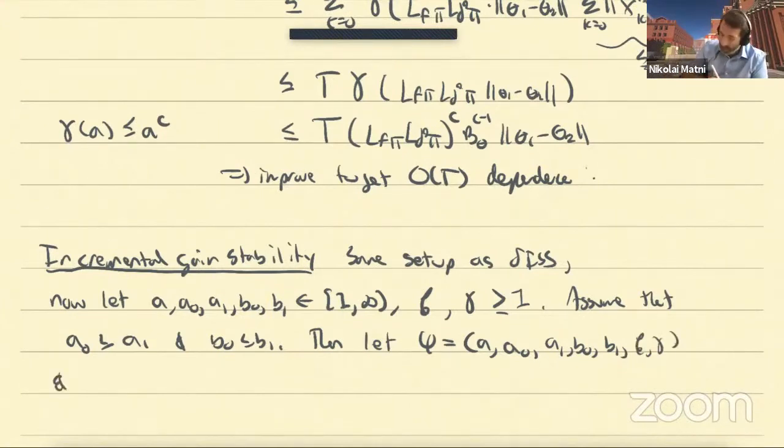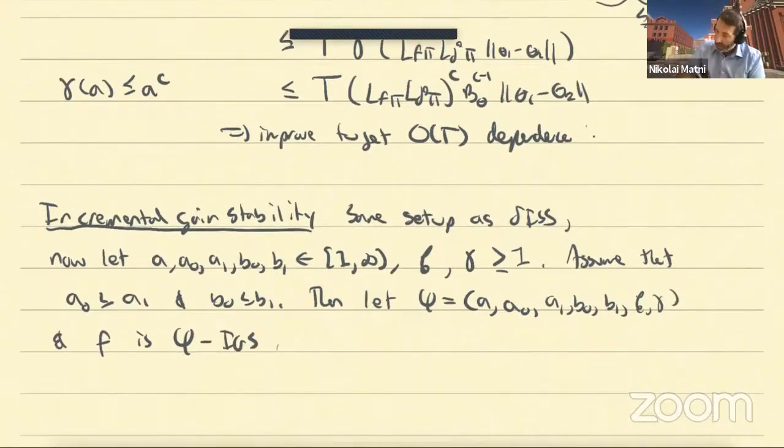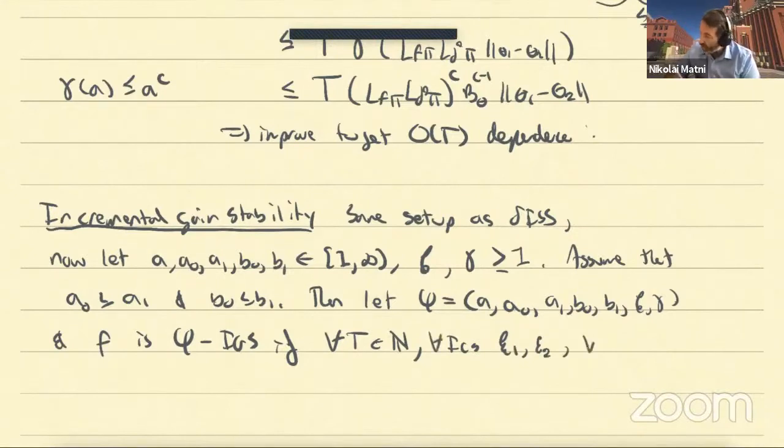And F is then C incremental gain stable if for all horizons, for all T that are positive integers, all pairs of initial conditions C1 and C2, and for all input sequences, for a subset of some space, we have the following.